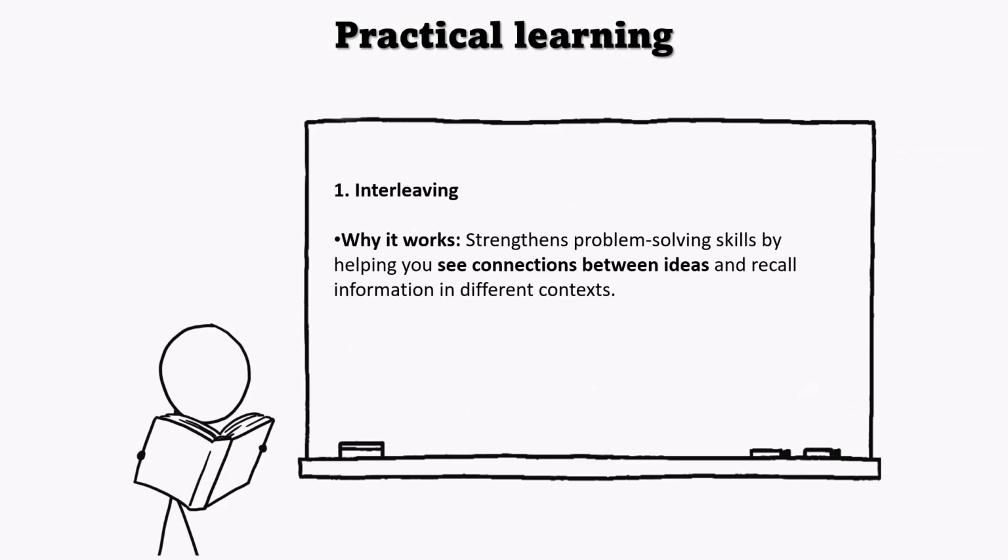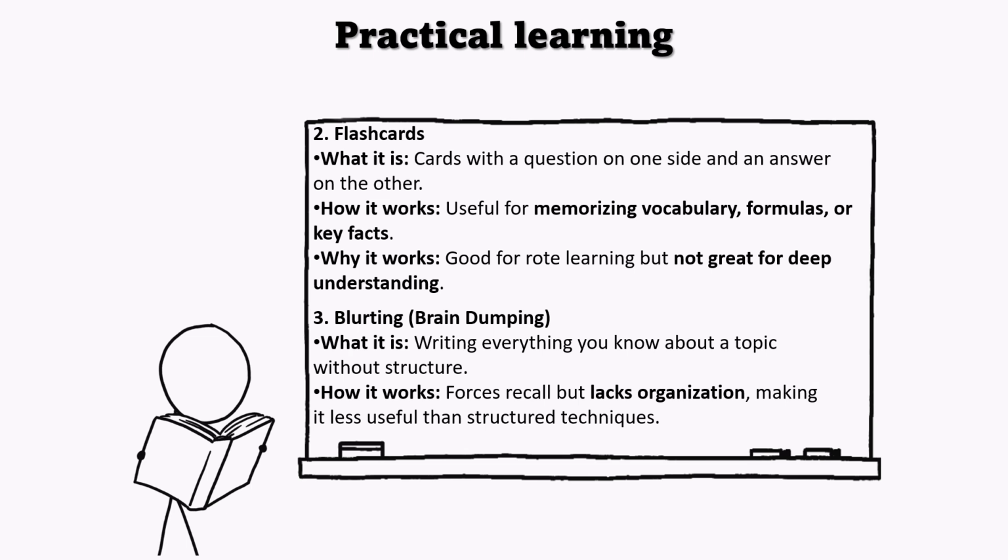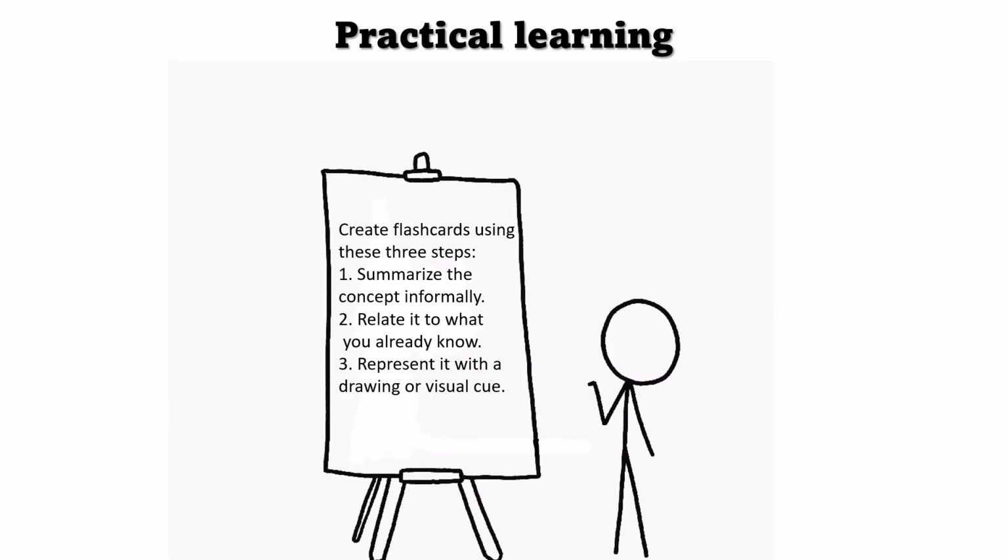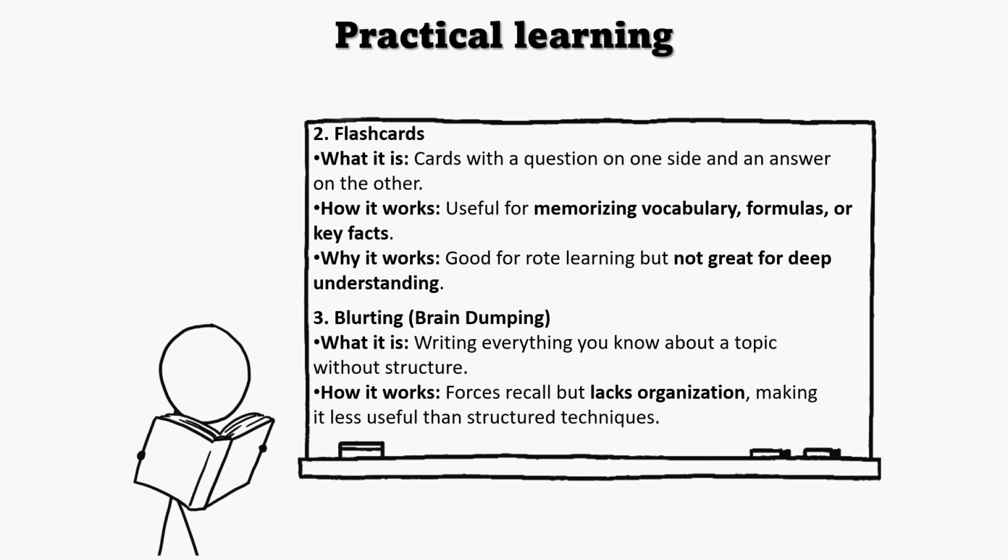2. Flashcards. What it is: cards with a question on one side and an answer on the other. How it works: useful for memorizing vocabulary, formulas, or key facts. 3. Blurting, brain dumping. What it is: writing everything you know about a topic without structure. How it works: forces recall, but lacks organization, making it less useful than structured techniques.